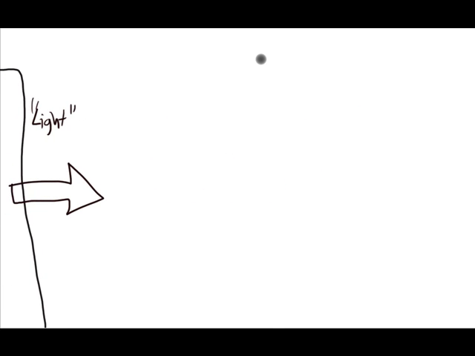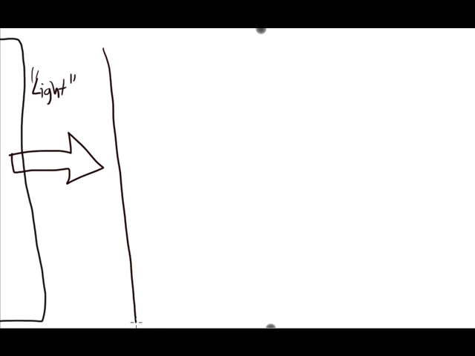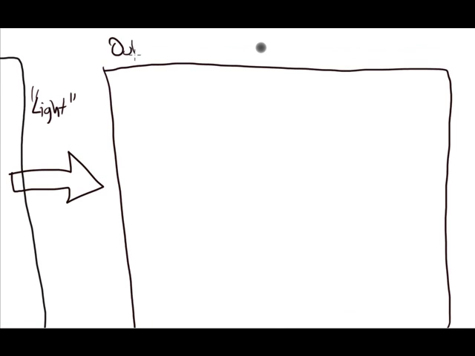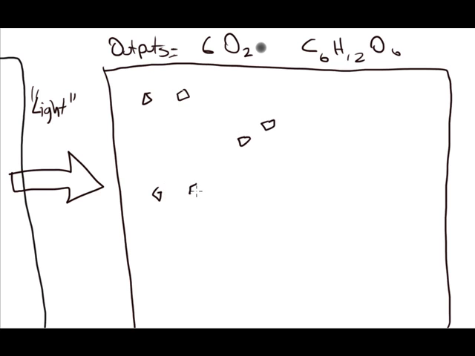Here's my outputs box. Let me draw a box. This will be the outputs. This is what comes out of photosynthesis, and that's going to be 6 oxygen molecules and C6H12O6. So here we go. I'm going to draw 6 oxygen molecules. Double bond them together. I'm going to color them in. Here's my oxygens.